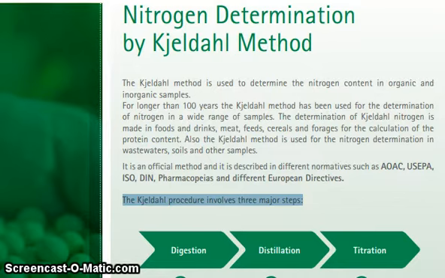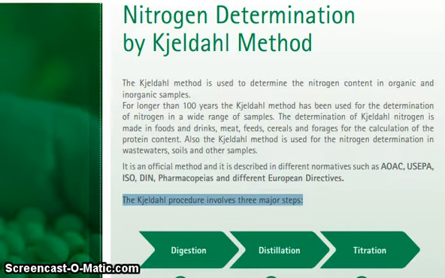Today in this video, I am going to talk about estimation of nitrogen. So let us start nitrogen determination by the Kjeldahl method. The Kjeldahl method is used to determine the nitrogen content in organic and inorganic samples.